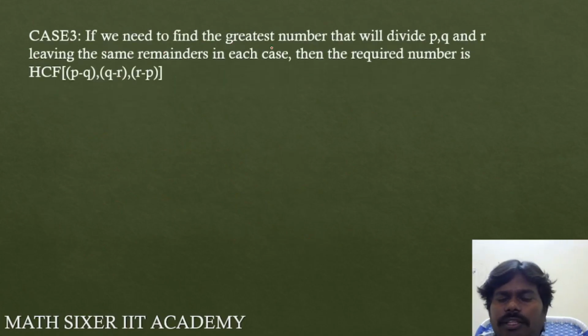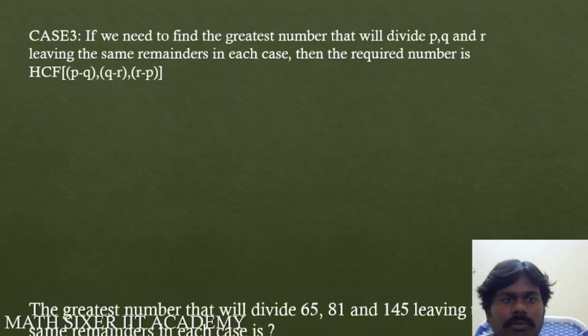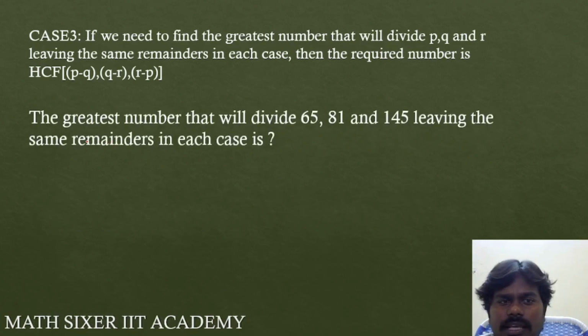If we need to find the greatest number that will divide P, Q, R and leave the same remainders in each case, then the required number is the H.C.F of P minus Q, Q minus R and R minus P. Means simply we will subtract the numbers from among them only. So here we will see the example. The greatest number that will divide 65, 81 and 145 leaving the same remainders in each case.